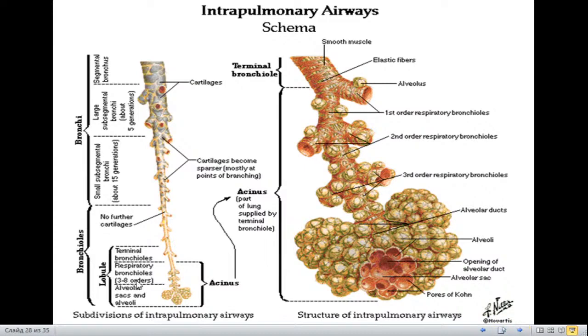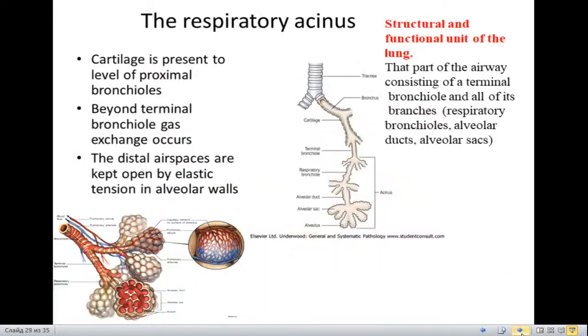The respiratory bronchioles also divide dichotomically. Dichotomically means into two. In this slide you can see the acinus once more. So the difference between bronchus and bronchiole is absence of cartilage in the bronchioles.